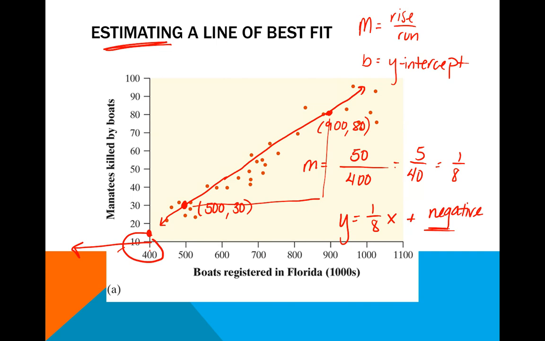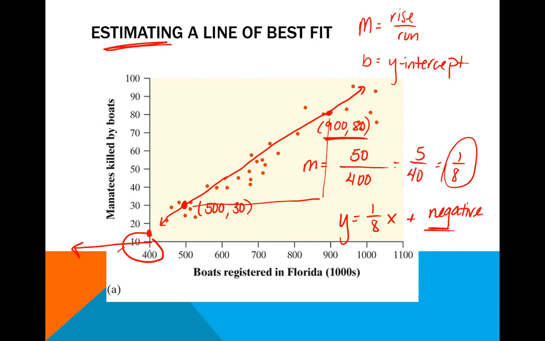Maybe that's not quite enough. Well, then I can go ahead and solve for what that y-intercept might be, because I know my slope, or my estimate for my slope. And then I can just pick an x and a y value to solve for what that y-intercept would be.